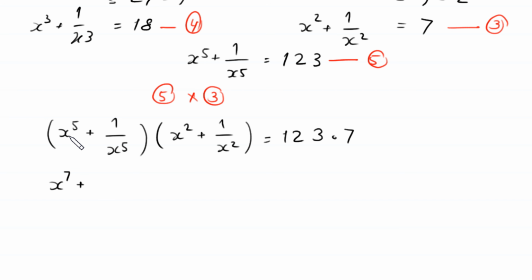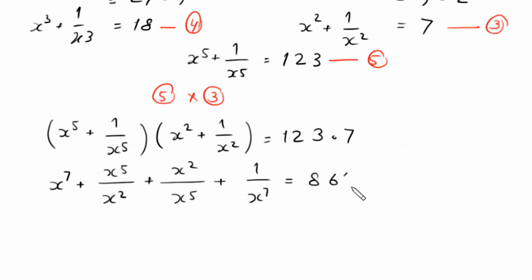Now this x to the power 5 times x squared will become x to the power 7, plus x to the power 5 times 1 over x squared will become x to the power 5 over x squared. 1 over x to the power 5 times x squared will become x squared over x to the power 5, and 1 over x to the power 5 times 1 over x squared will become 1 over x to the power 7 is equal to 123 times 7, which will become 861.